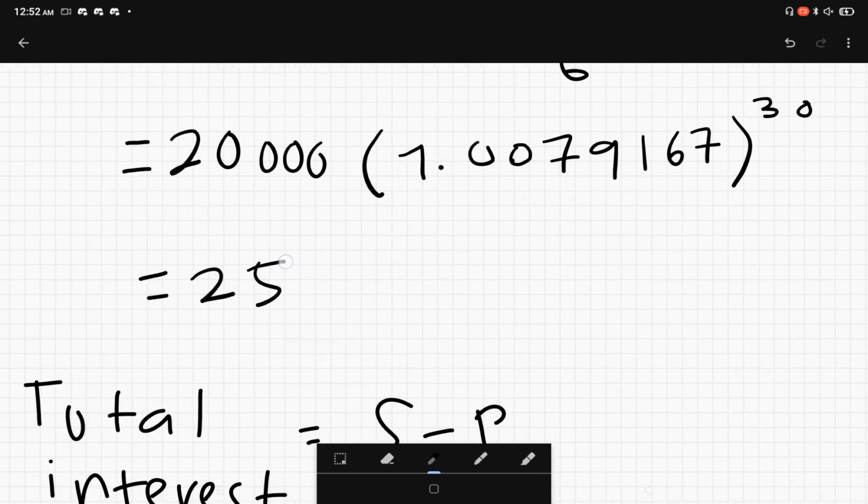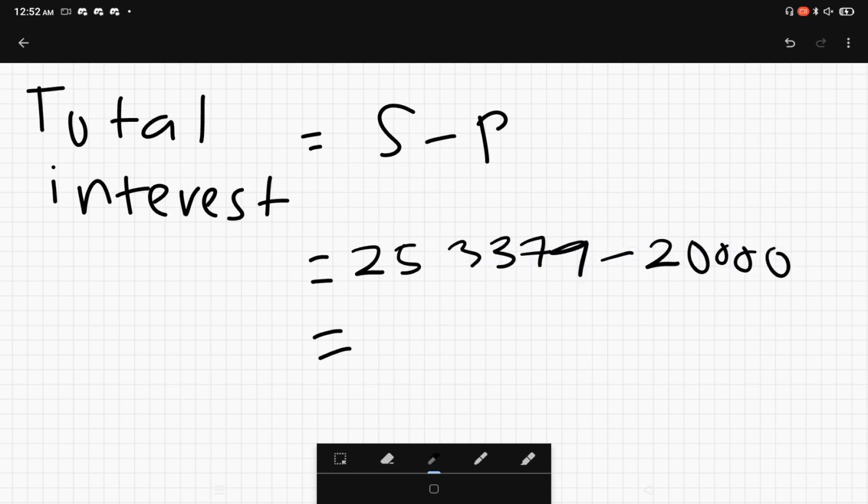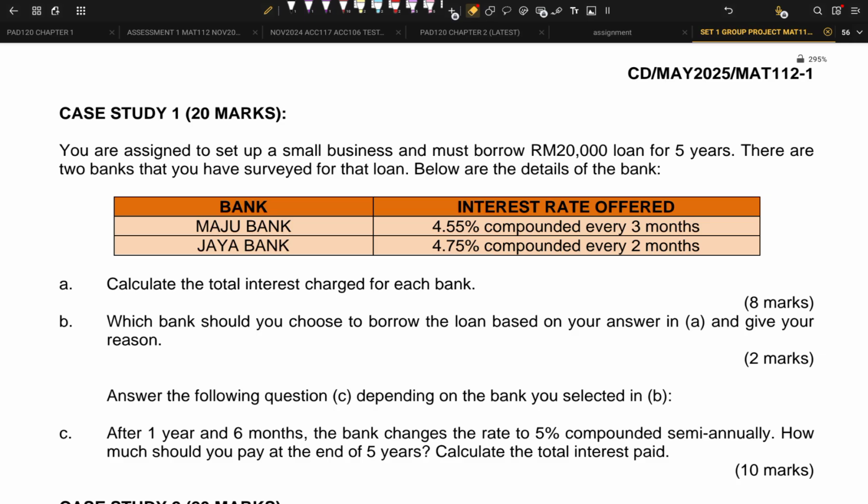So the answer for S is 25,337.79. So for the total interest, 25,337.79 minus 20,000. So the answer for the total interest is 5,337.79. So next is question B.